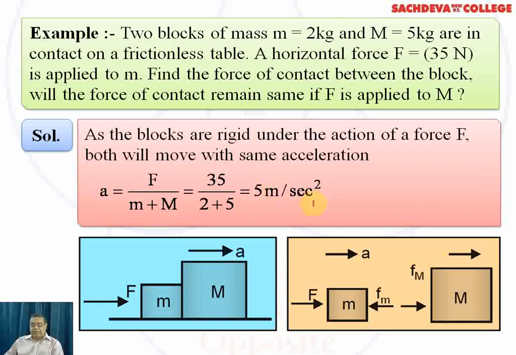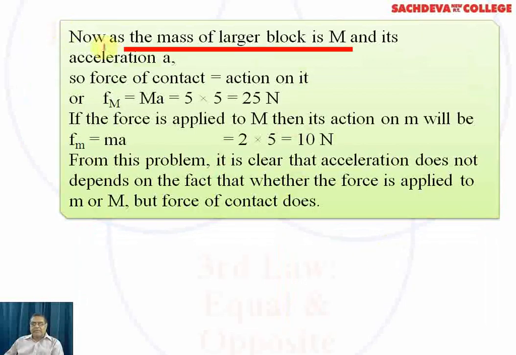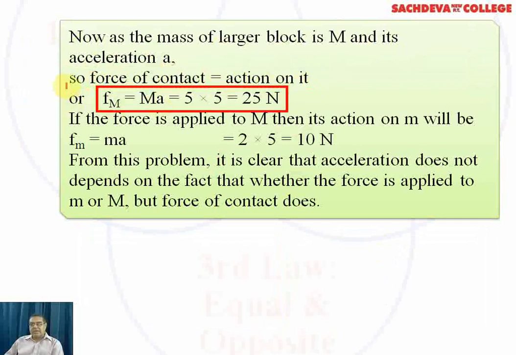But if we view the second figure, the force is applied to the small mass. And we are finding the contact force. Capital M is the bigger mass and a is the acceleration of the system. Now, as the mass of the larger block is M and its acceleration is a, the force of contact is equal to the action on it. It is mass into acceleration. We compute the values and the result will be 25 newtons.